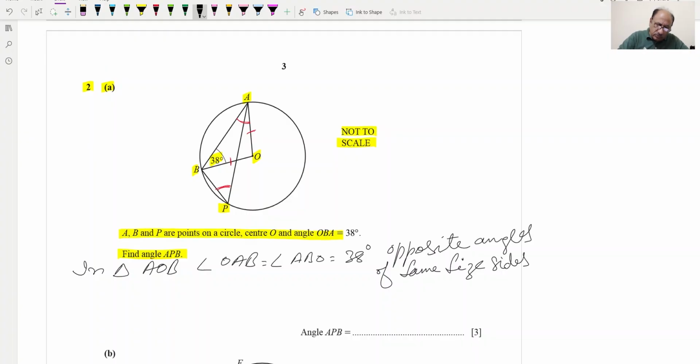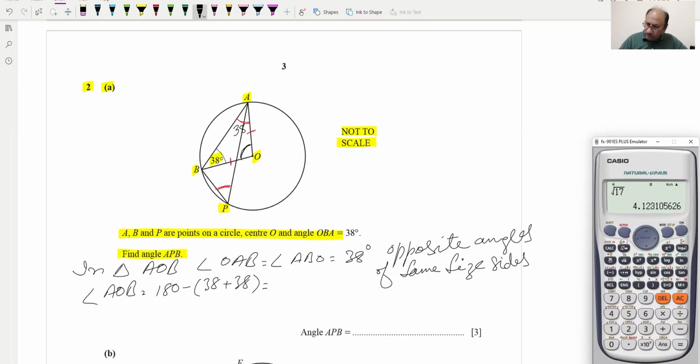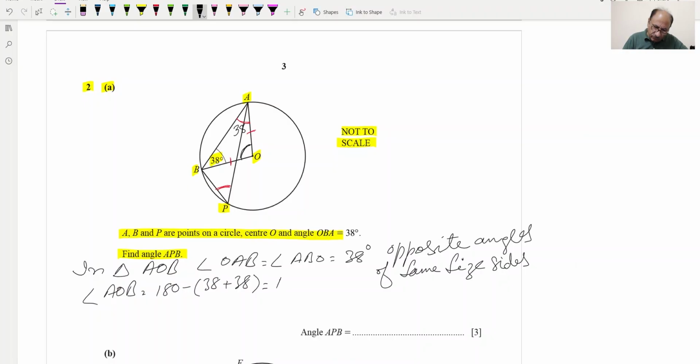So next is what? This is also 38 degrees. So angle AOB will be equal to 180 minus 38 plus 38, and this will be equal to 104 degrees. We know this because all 3 interior angles of a triangle add up to 180 degrees.